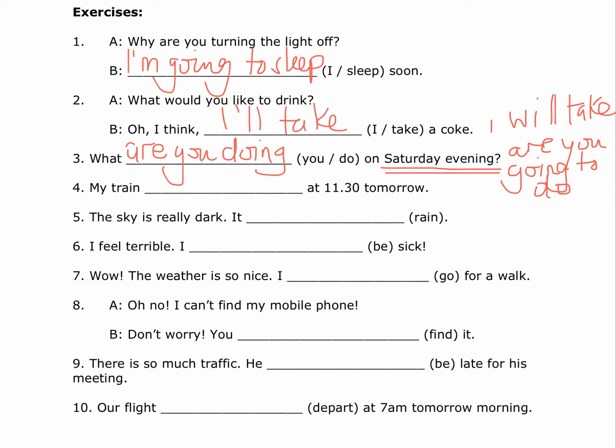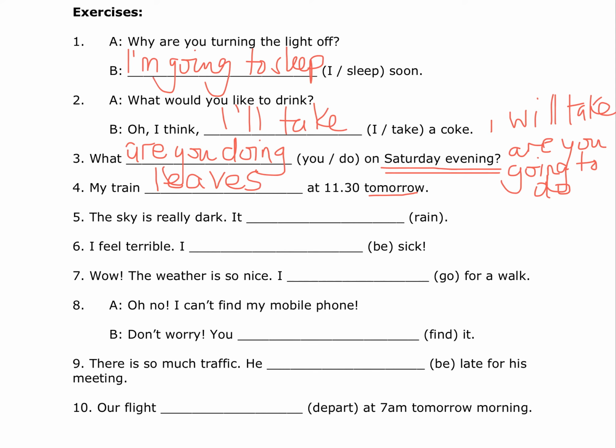The fourth sentence is a clear scheduled sentence. It's about a train. So I think you have chosen the normal present tense. My train leaves at 11:30 tomorrow. So even though it is tomorrow, you still take the present tense because it is a train schedule.